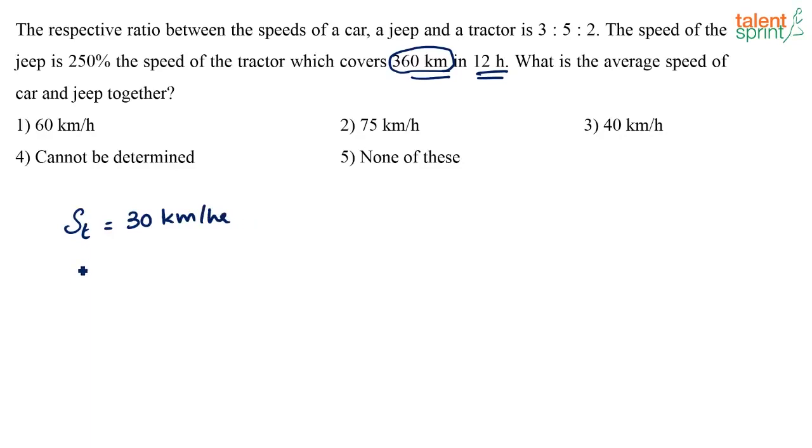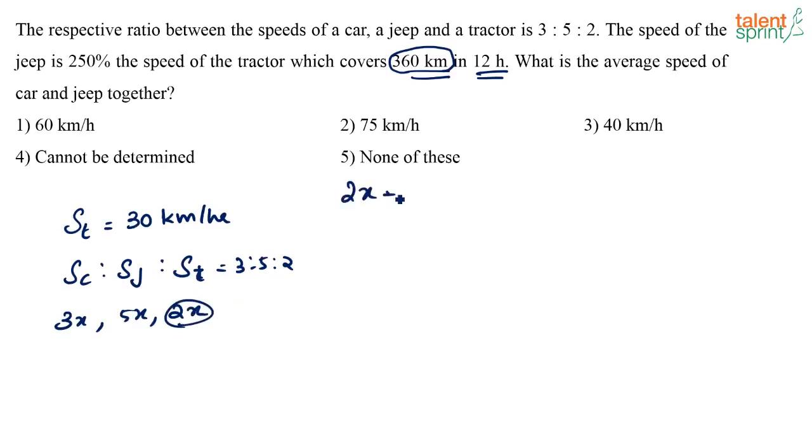Now I know the speed of the car, the speed of the jeep and the speed of the tractor are in the ratio 3:5:2. Or I can say the speeds are 3x, 5x and 2x. Now I know what 2x is. 2x is equal to 30, so what is x? x is equal to 15.